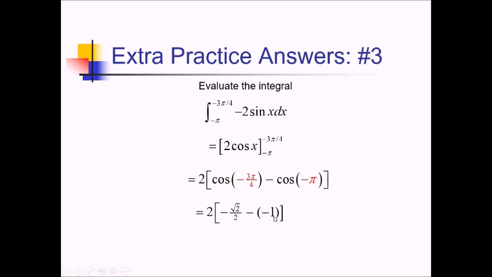So just multiplying this out, if you wanted to simplify anyway, the 2's here can cancel out, leaving me with a negative radical 2 for my first term, and then we've got 2 times negative negative 1, so it's 2 times 1, which is 2, so plus 2.